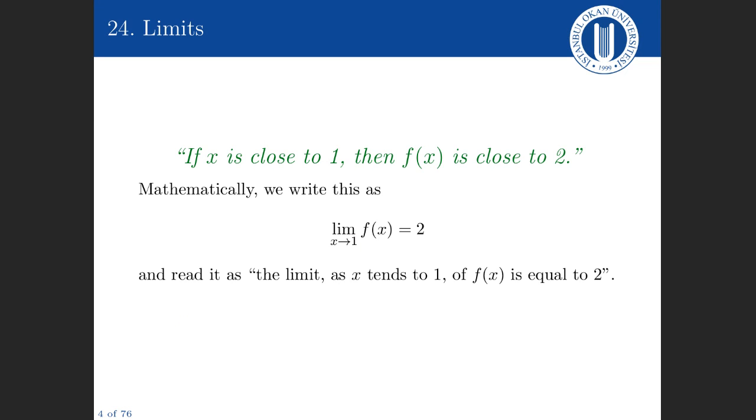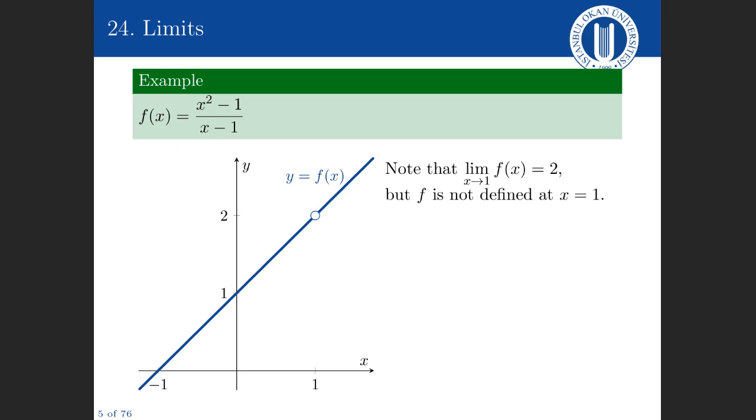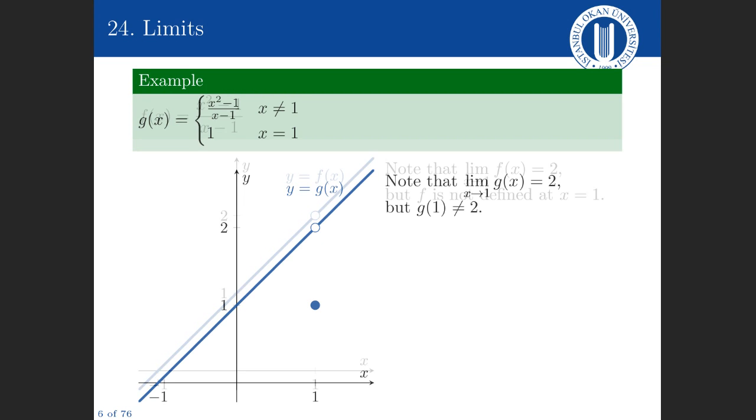In mathematics, we have a way of writing this. We call this a limit, and we write this as the limit as x tends to 1 of f of x is equal to 2. When x gets closer and closer to 1, f of x gets closer and closer to 2. Back to the same function again. Note that for this function, the limit as x tends to 1 of f of x is equal to 2, but the function is not defined when x is equal to 1.